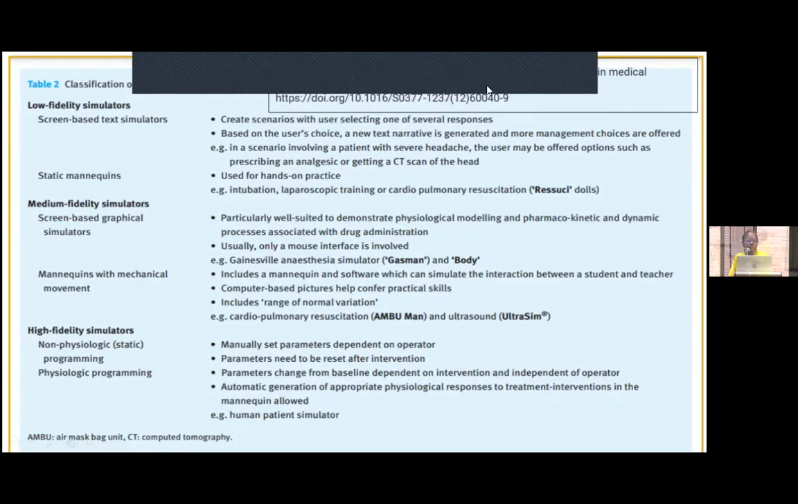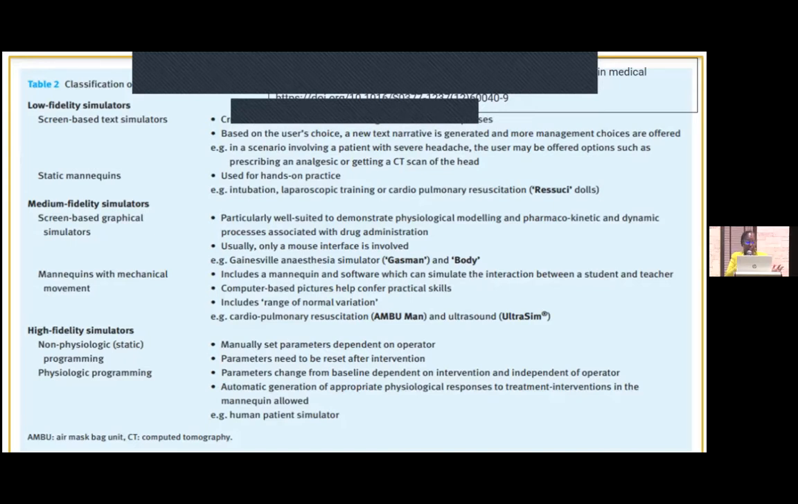So I just want to say again a little bit about, when we're thinking about fidelity, what are the options? There's a range from what you call low fidelity simulators, where you have screen-based, where students read through a scenario, and then they respond, and it follows a certain track, and they keep going. Or they use a mannequin and they compress the mannequin if they're doing CPR. So those will be low fidelity mannequins.